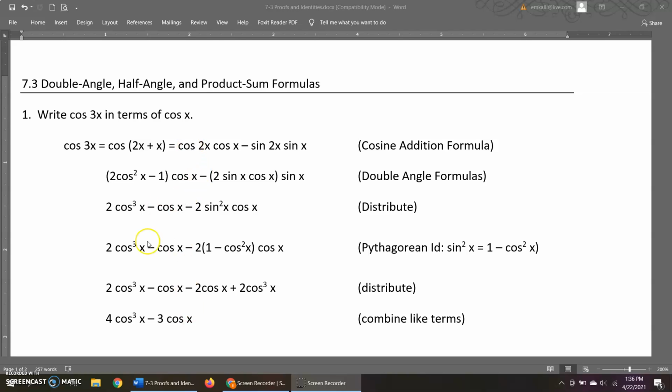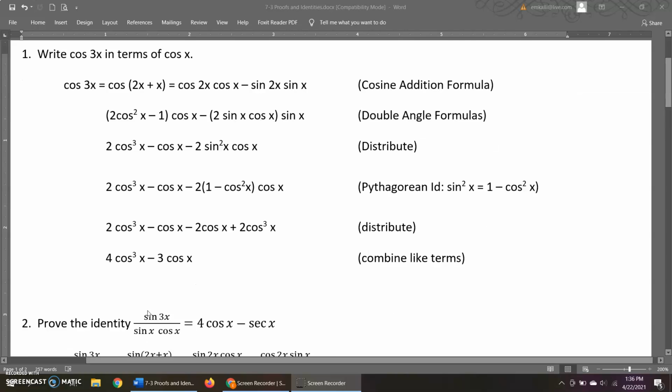Notice this cosine is all we have here. There's no number in front of our x, and it is okay to have this exponent because it's really 4 cosine x, and then the cosine x is cubed. So that is allowed. Okay, let's look at the second example on this worksheet.